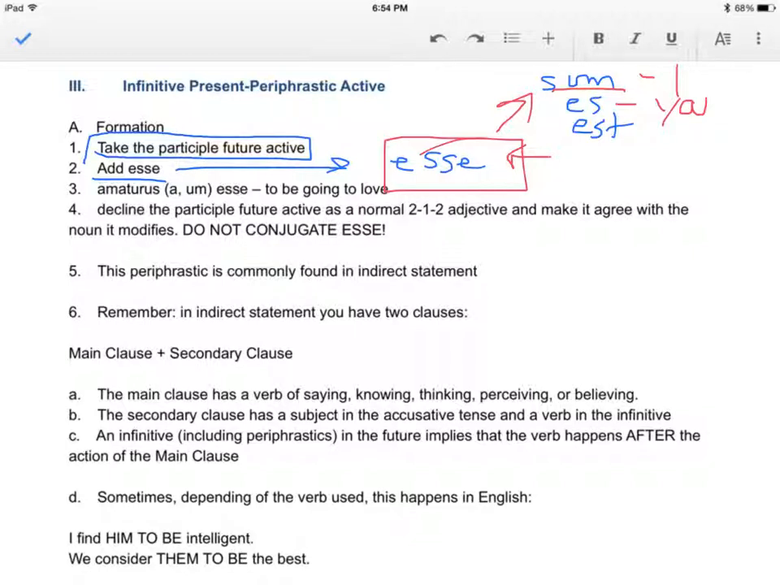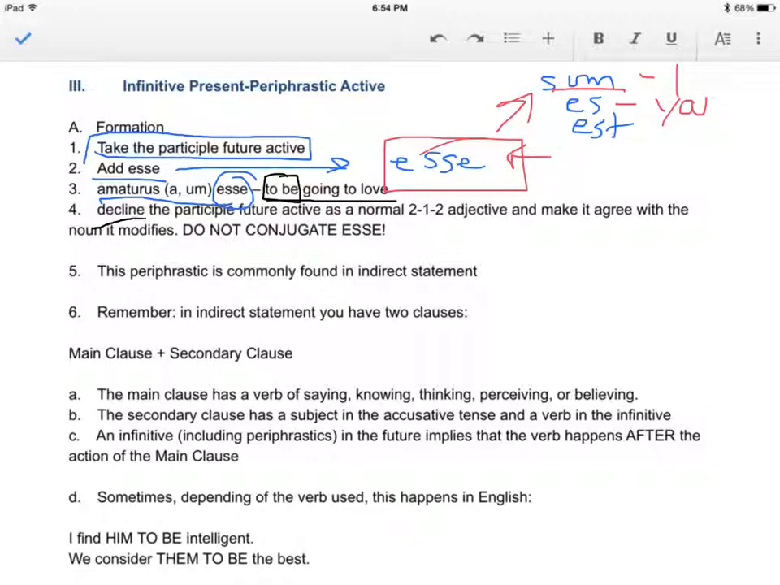It is an unlimited version of the verb to be. So you never change or conjugate the infinitive. It would look simply like this and never change. Amaturus, a, or um depending on the gender, plus esse. And it would be translated as to be going to love. To be, making it the infinitive. To be going to love.